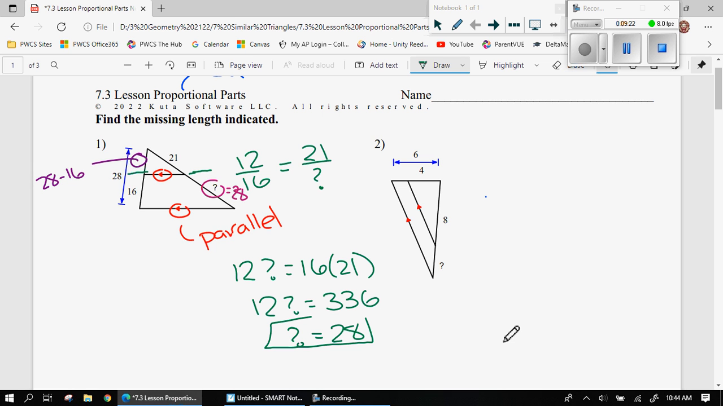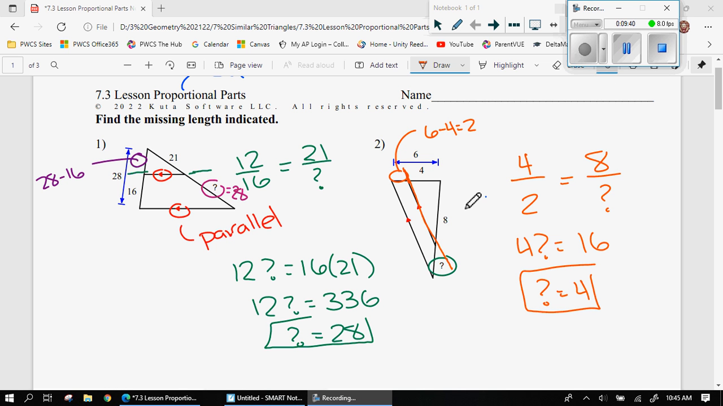What I want you to do right now is I want you to pause the lesson. Pause right now, and I want you to try this one. I want you to find question mark. You can use this one as an example. So pause right now, do it completely on your own, then press play, and I will go over the answer.